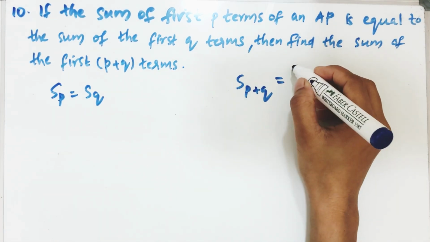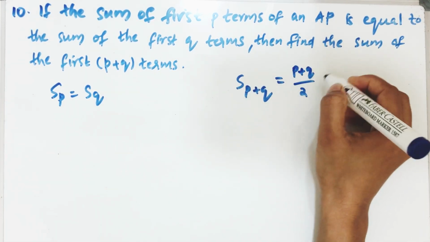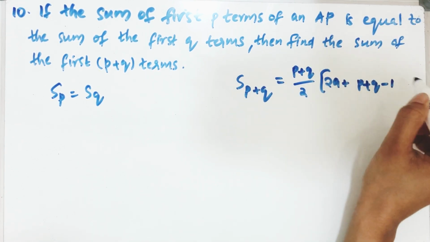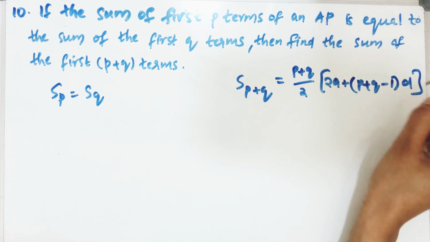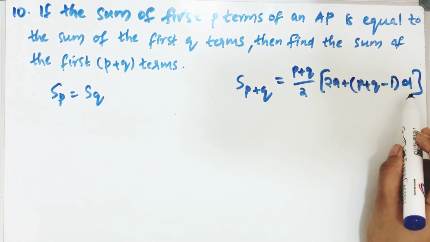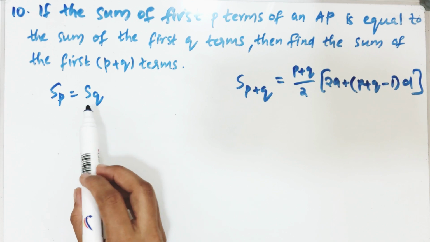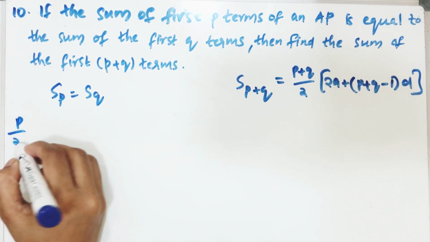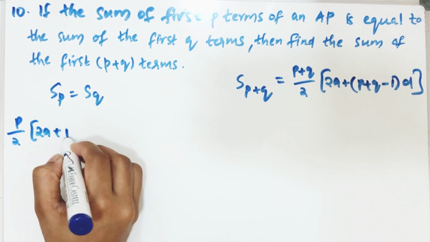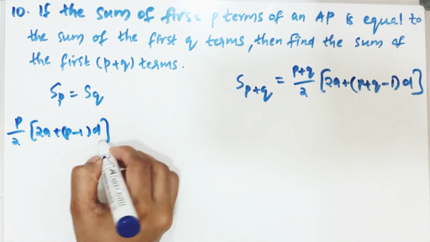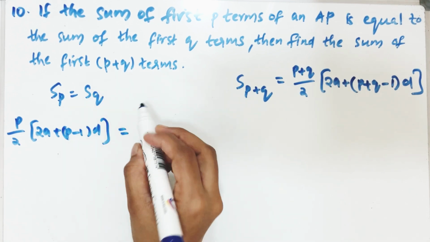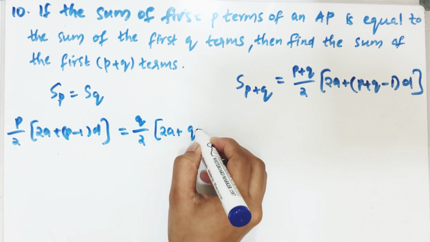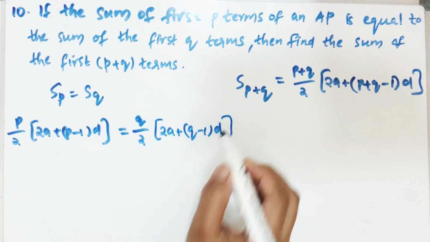So S p plus q is equal to p plus q by 2 into 2a plus p plus q minus 1, instead of n, p plus q, into d. So we need a, the first term, and d, the common difference. We can find them from this equation. What is Sp? p by 2 into 2a plus p minus 1 into d, which is equal to, what is Sq? q by 2 into 2a plus q minus 1 into d.